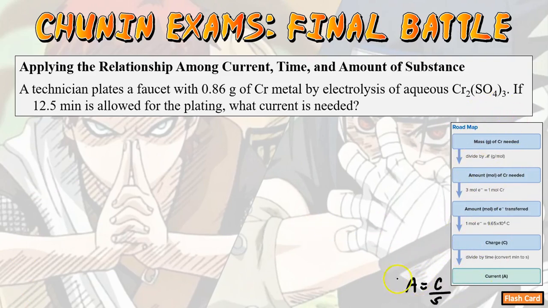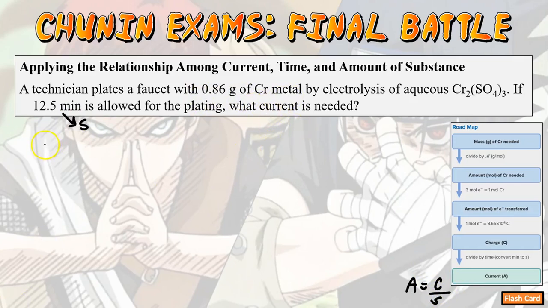We can also add the relationship that our current is going to equal charge divided by the time in seconds. So whatever time we're getting here, like our 12.5 minutes, we know we're going to have to convert that to seconds based on this overall expression here. And then again, for our charge, we're going to be figuring that out based on the amount of grams of chromium metal that is given.